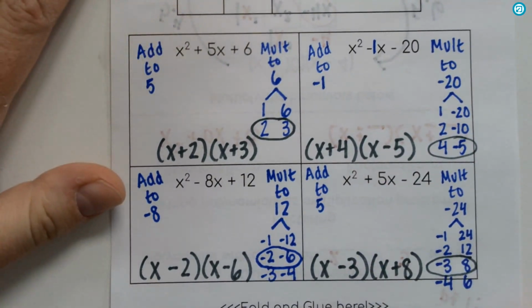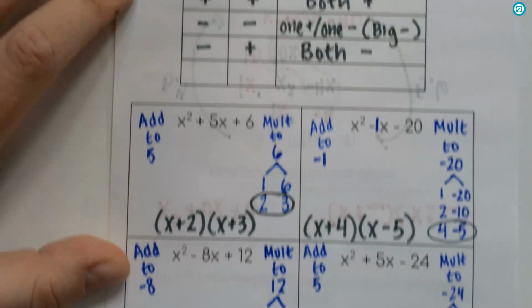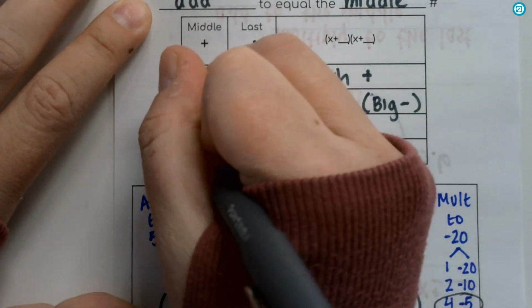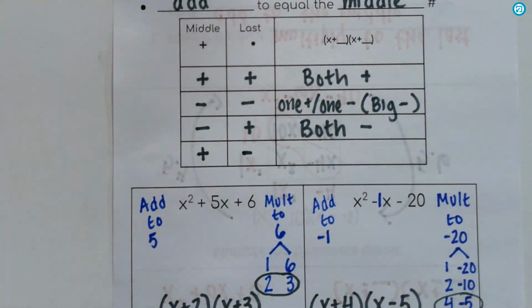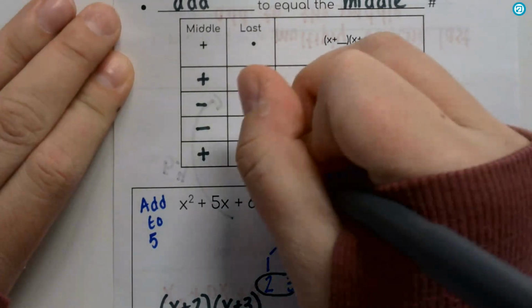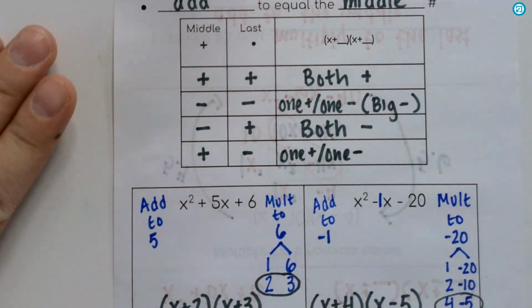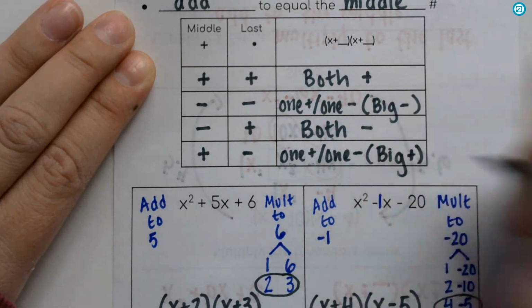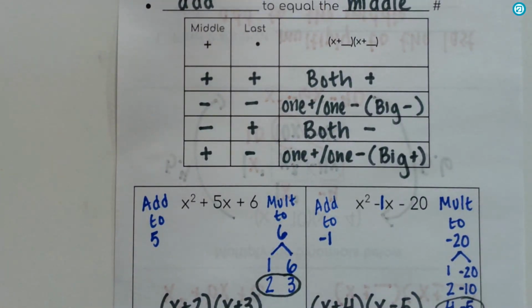Okay, we've got one more row of our table to fill out. So we are going to fill out that if we are trying to add together to be a positive number, but multiply to be a negative, we know that anytime we multiply to be a negative, it has to be one positive and one negative. So let's go ahead and put that down, one positive, one negative. But this time we want our big ones to be positive, which means the smaller ones are negative, but I don't want to write both of those things.